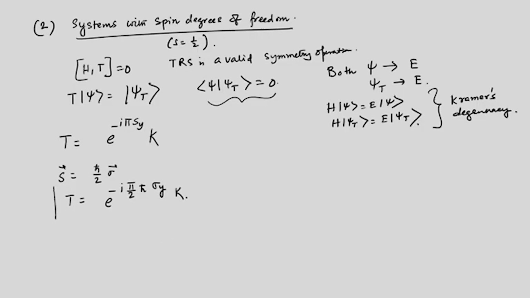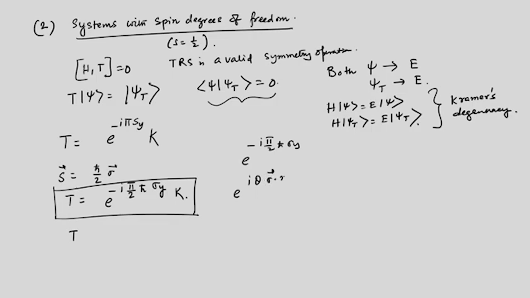So, this is the form of the operator for a system with spin degrees of freedom. If you take T square, now what is this exponential minus i pi by 2 h cross sigma y? How to calculate this? If you remember, it is an exponential i theta sigma dot n. This is how the exponentiation of the Pauli matrices is done.